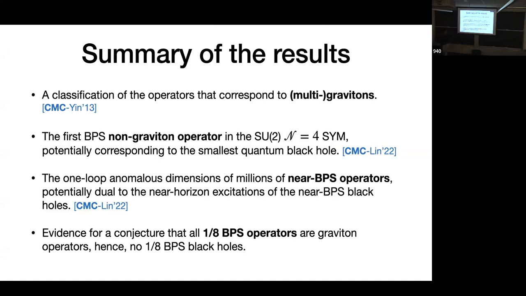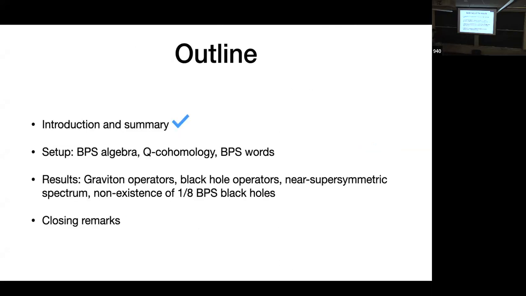Finally, I will also tell you a conjecture and also evidence for the conjecture that all 1/8 BPS operators are actually graviton operators, and so there could not be any 1/8 BPS black hole. This result is from the CFT side, and it shows some CFT evidence of why there is no 1/8 BPS black hole. Okay. So you mean 1/8 BPS black holes that do not have a macroscopic horizon?